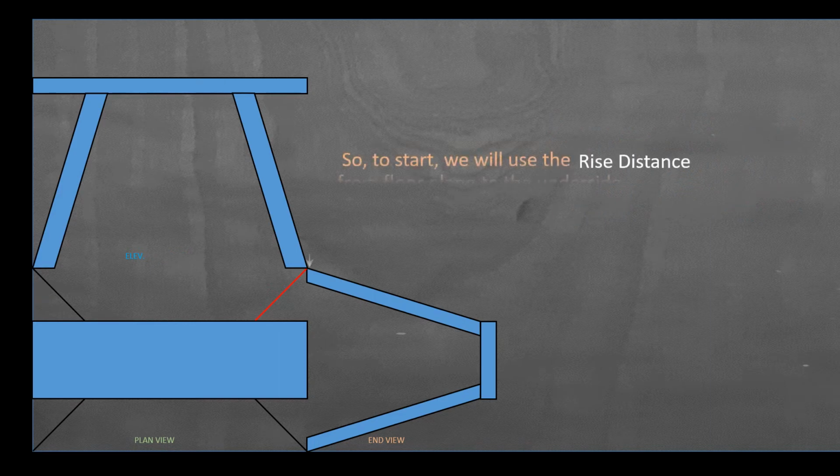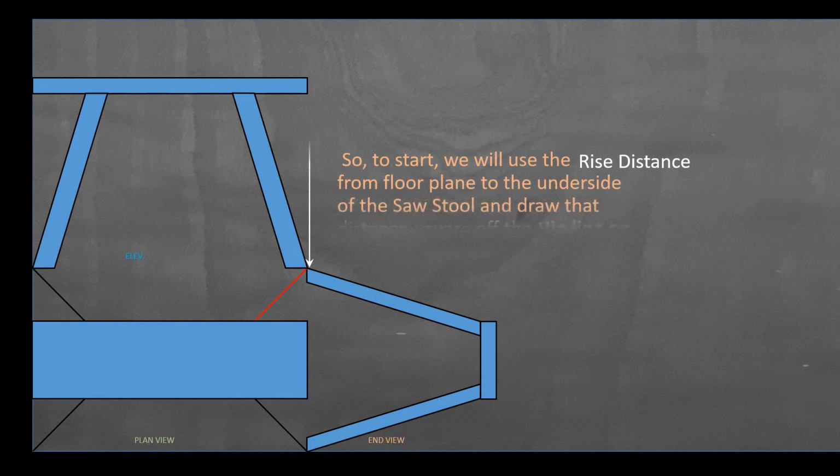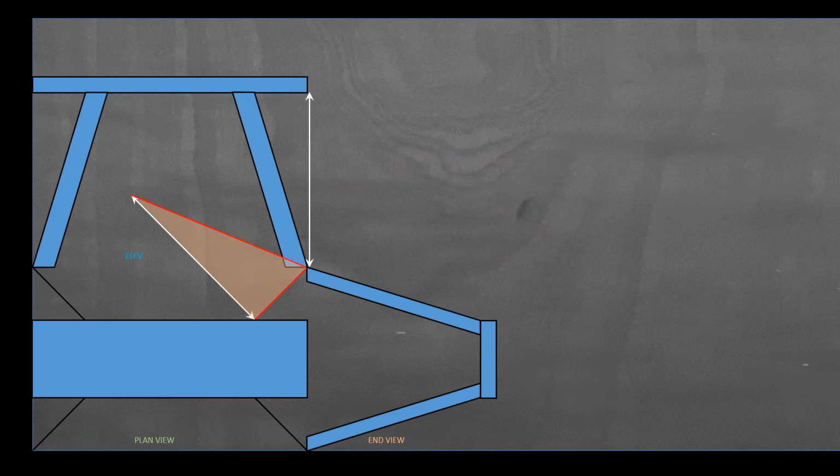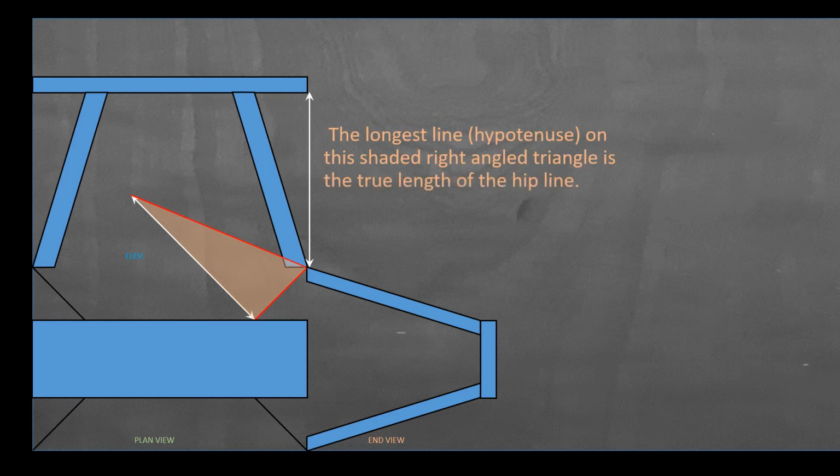So to start, we will use the rise distance from floor plane to the underside of the saw stool and draw that distance square off the hip line on plan as animated here now. The longest line, the hypotenuse, in other words, on this shaded right angle triangle is the true length of the hip line, by the way. So I guess you could say the first step to getting your dihedral angle is finding the true length of the hip line.